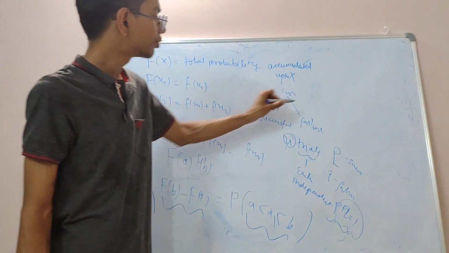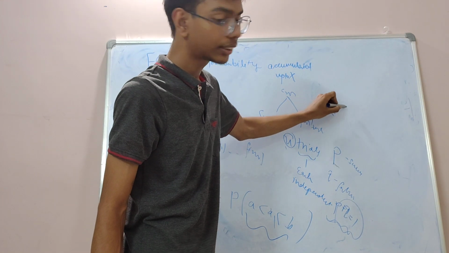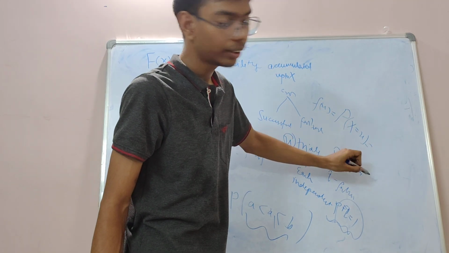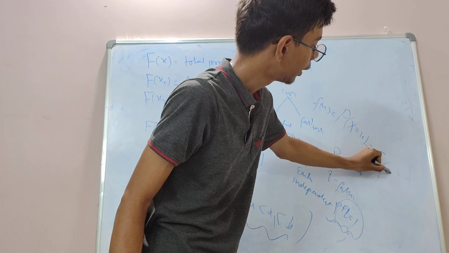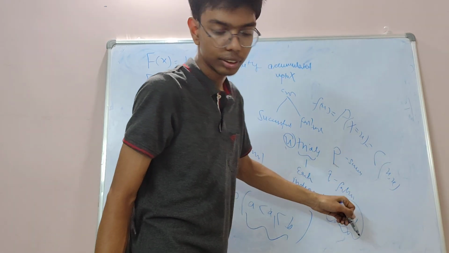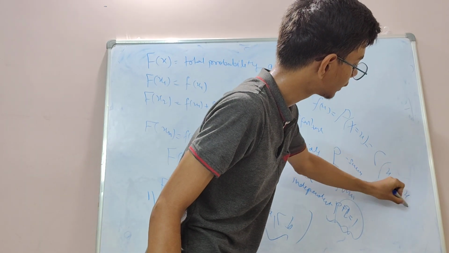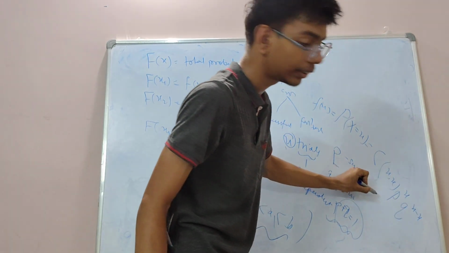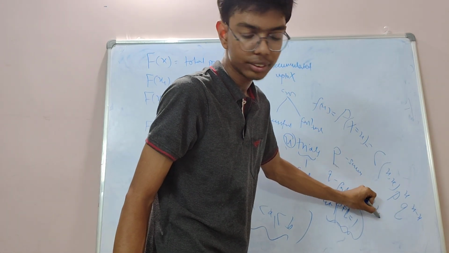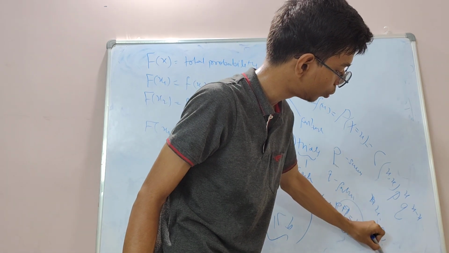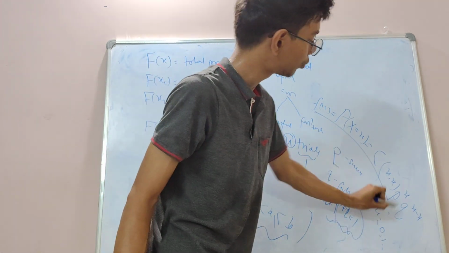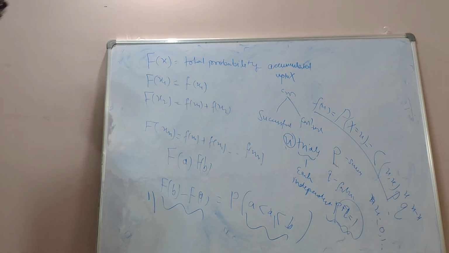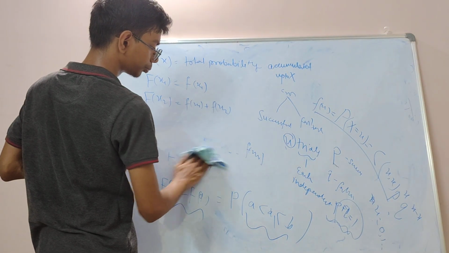Then f(x), that is the probability that the random variable X equals x, will be defined as C(n, x) p to the power x and q to the power n minus x, where x is from 0, 1 up to n. This is the formula. Now I am solving a question, so let us see.